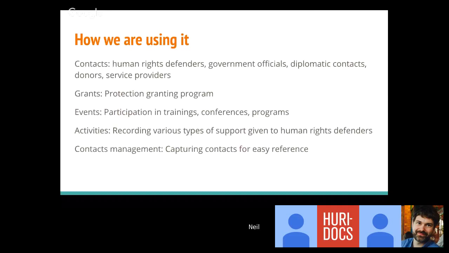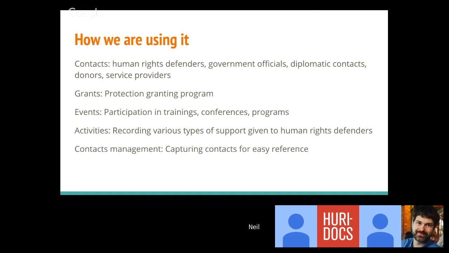We use CRM to mainly manage the contacts, our grants, event activities, as well as easy access to the contacts saved on the database. Under contacts, it helps us to manage our clients' information and access it whenever needed, government officials as well as other stakeholders.